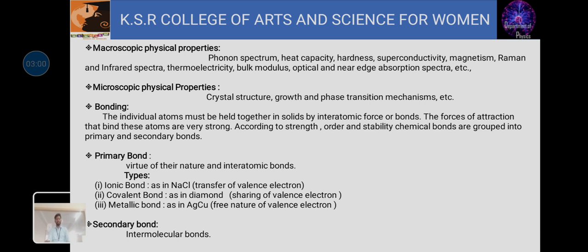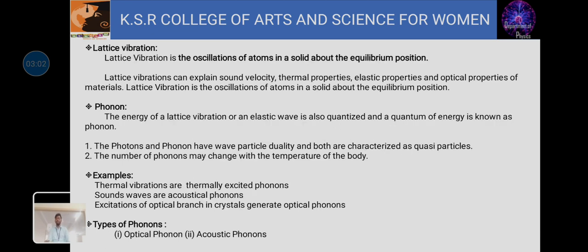The second type is the secondary bond. The secondary bonds are intermolecular bonds. Now we are going to see examples: one is van der Waals, another one is hydrogen bond.